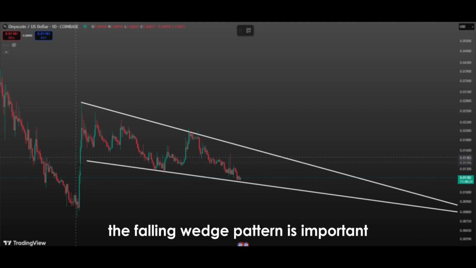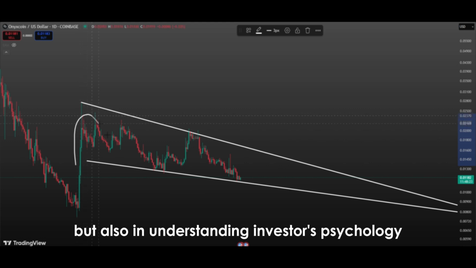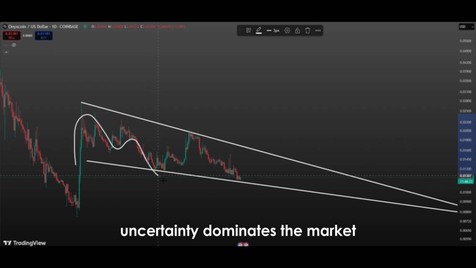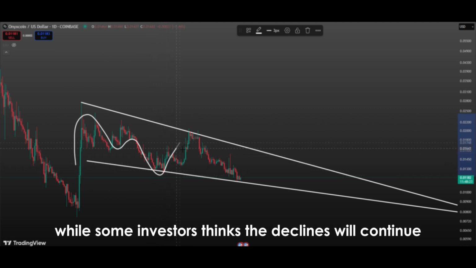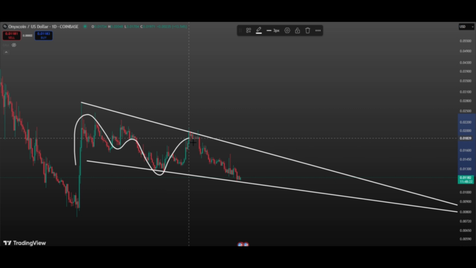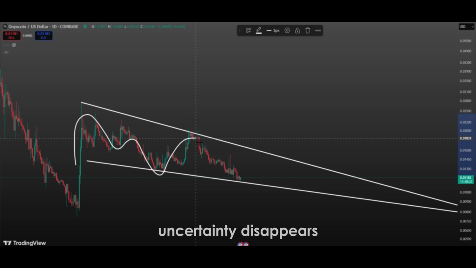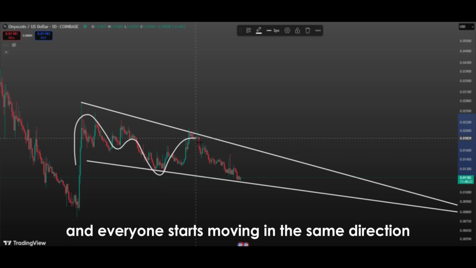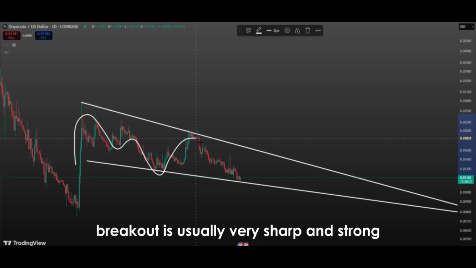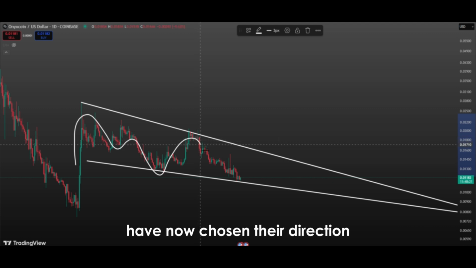The falling wedge pattern is important not only in terms of technical analysis, but also in understanding investors' psychology, because throughout this pattern, uncertainty dominates the market. While some investors think the declines will continue, others sense that a buying opportunity is approaching. This contradiction causes the price to compress. But at the moment of breakout, uncertainty disappears and everyone starts moving in the same direction. This is why the falling wedge breakout is usually very sharp and strong, because even neutral investors in the market have now chosen their direction.